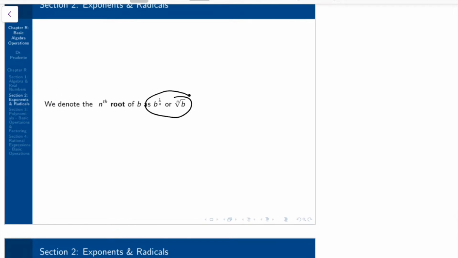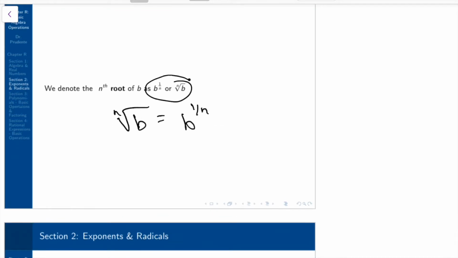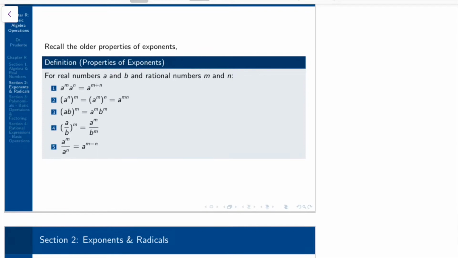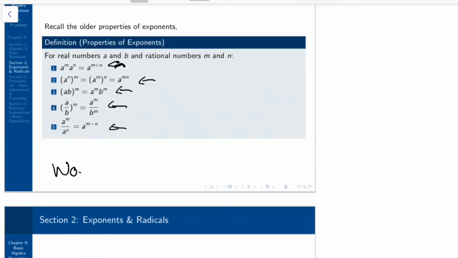And so the two ways we can write that are the conventional nth root of b, or what we'll come in contact with a lot, b to the 1 over n. That's how we can think of the nth root. Now if we look at the properties that we had before, when we add exponents, multiply exponents, distribute exponents, or subtract exponents, they are going to work for roots as well.